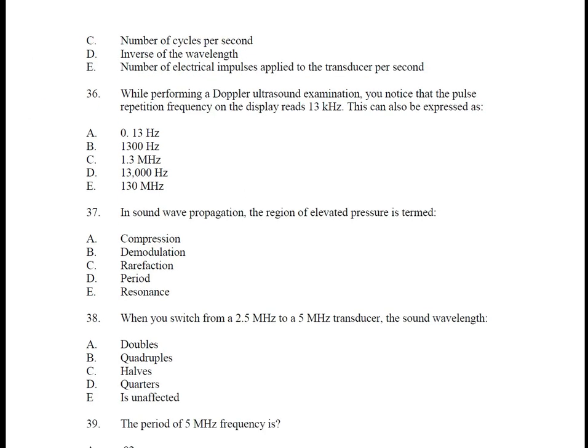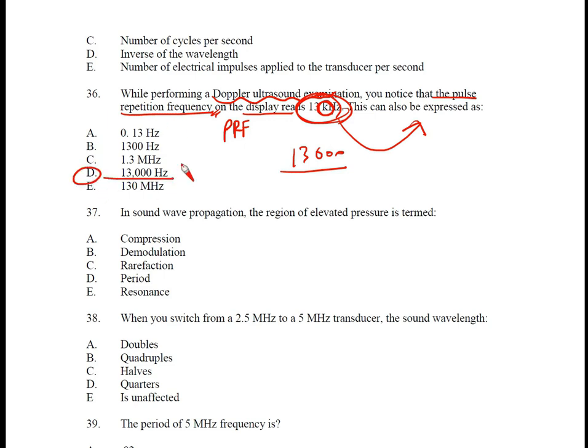Next, let's move on to question 36. This question is also related to unit conversion. It defines Doppler ultrasound, stating that the PRF, or pulse repetition frequency, is displayed as 13 kHz. The question asks you to find a unit that can be expressed in the same way as this. At the end, it's given in kilohertz. Since kilo means 3 zeros, you can choose the answer in the options that says 13,000 Hz.